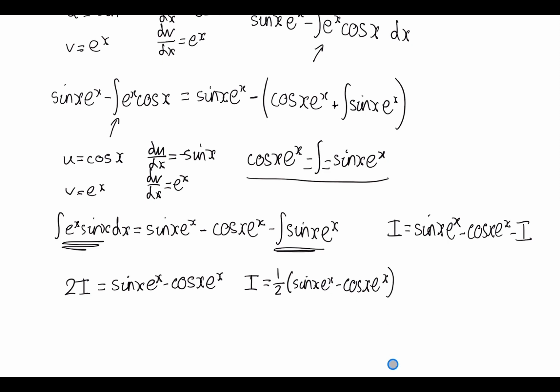So I is just equal to the integral of e to the x sin x. And this is equal to a half lots of, let's take e to the x out as a factor as well, sin x minus cos x. And as we're integrating with no limits, we're going to have plus c. And that's our final answer.